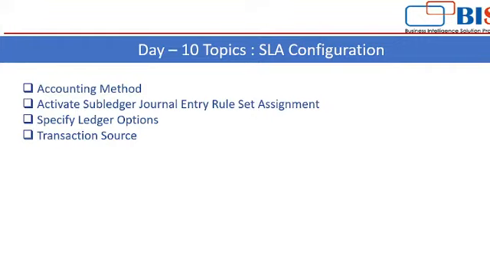Then we have seen how to create the accounting method for project module purpose. Then how to activate the subledger journal entry rule set assignment with the task. We have seen we can do it in the accounting method also, but there is a specific task for activating the subledger journal entry rule set. Then in the specify ledger option you have to select your accounting method. Then only the system will be able to pick your accounting method from the specify ledger option.